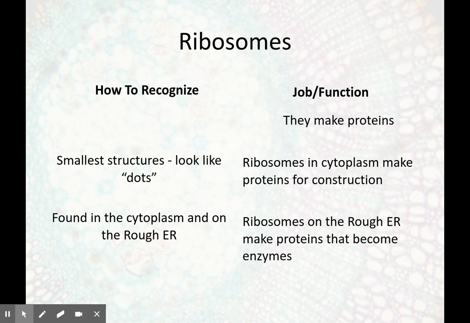So ribosomes that are in the cytoplasm make proteins that are used for construction. Okay, the cell needs to be built out of parts. Proteins are good for building cell parts, and so ribosomes that are in the cytoplasm tend to make proteins that are good for construction. Ribosomes that are found on the rough ER make proteins that eventually become something called enzymes.